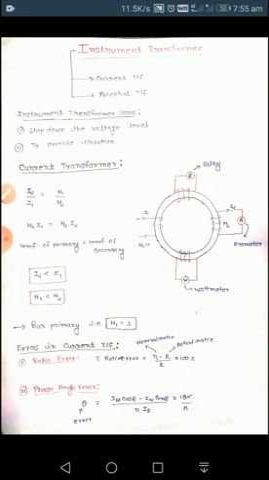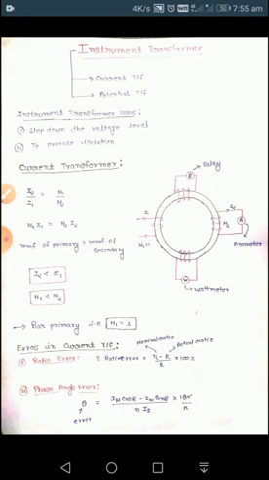And when we are talking about current transformer, generally we step down the current. If we are trying to step down the current, it means I2 must be less than I1 and N1 must be less than N2. For this, we use wire primary. What is wire primary? Wire primary means the number of turns in primary is made equal to 1.